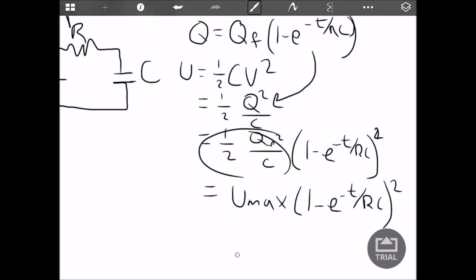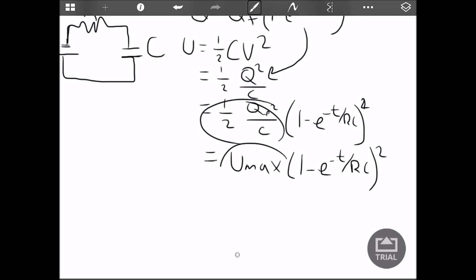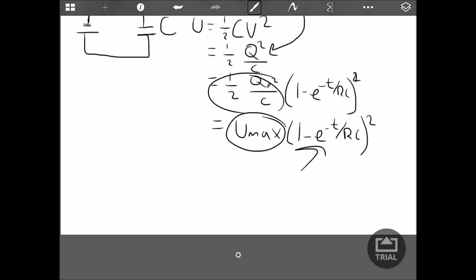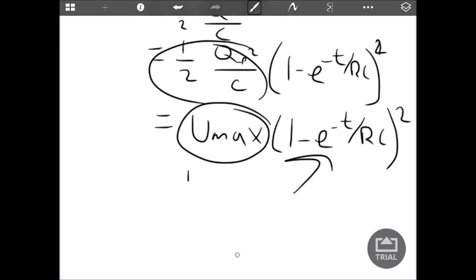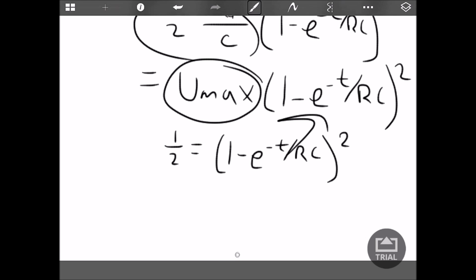Now the problem is asking us how long does it take for the capacitor to have half of its possible energy. And so since this is a total energy, this has to equal half. So if we set this equal to half, we get 1/2 is equal to (1 minus e)... and then that just evaluates to 1 over root 2 equals 1 minus e to the minus t over RC.